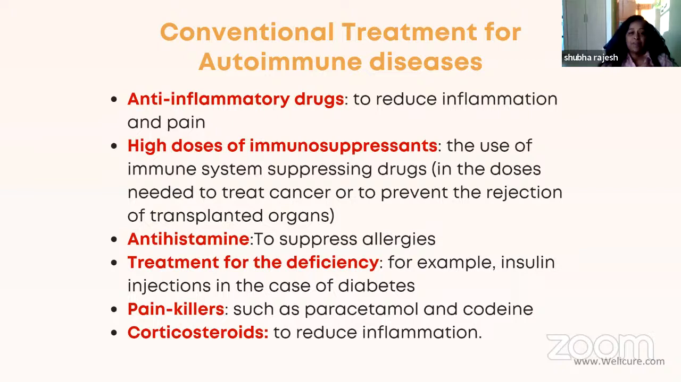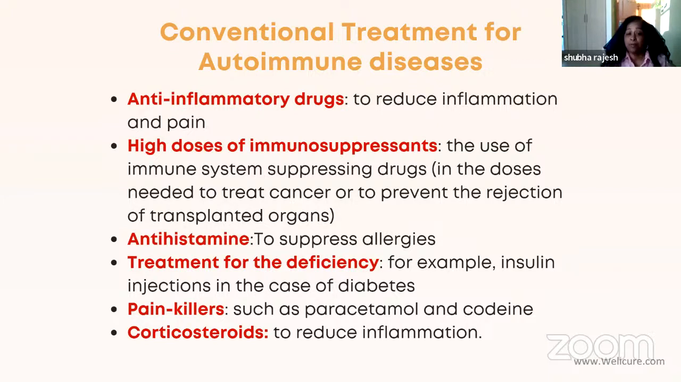So, conventional treatment for autoimmune disease, what we normally do is anti-inflammatory drugs. What do these drugs do? They help in reducing inflammation and pain. Now, inflammation itself is a beautiful system by the body to protect that area. When that area is inflamed, the body wants some protection to that area. That's why that inflammation happens. It's a natural phenomenon. But then what we do, we take anti-inflammatory drugs to reduce the inflammation. So we are actually not allowing the body to protect itself.